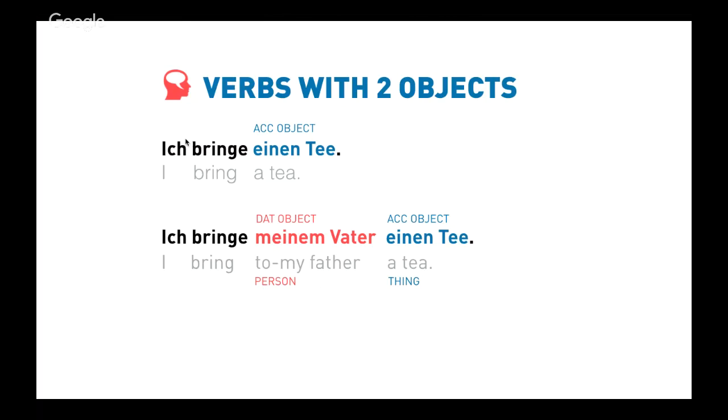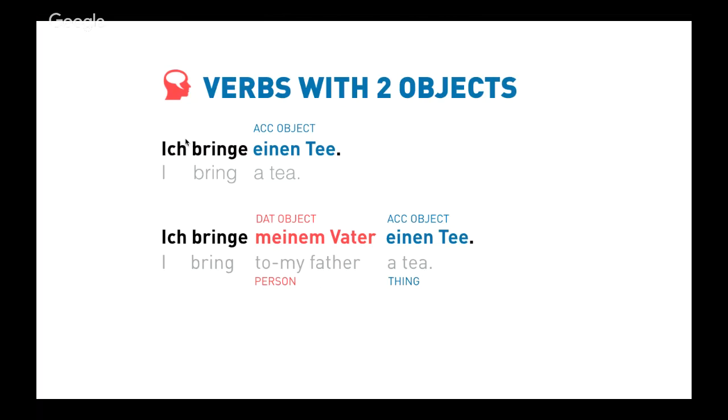Now, you have to be careful. Sometimes I hear things like, oh, the receiver of a thing is always dative. That is not true. The receiver of a thing, like here, when there is a thing and a receiver, a person, only when there are two objects, then this rule applies. Otherwise, you might get into trouble.